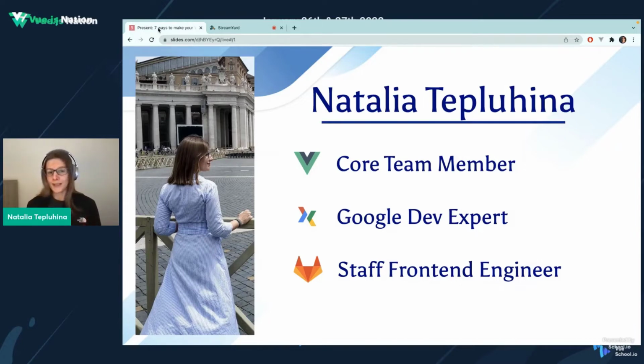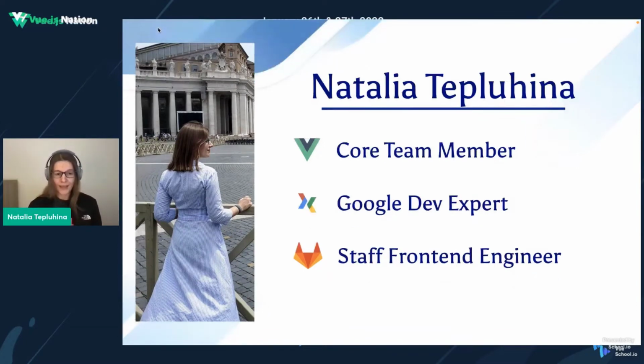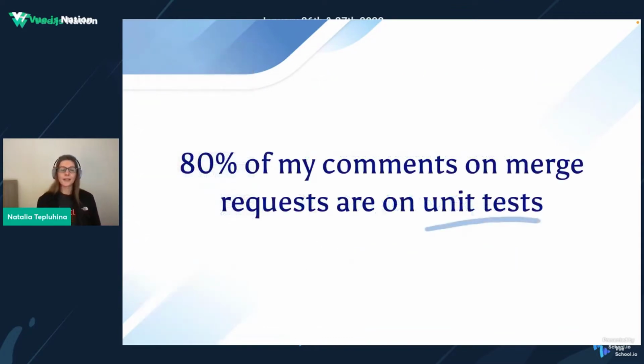I'm also a maintainer, which means that I am doing daily reviews of the code. And I'm the one who merges this code to the master branch and breaks master sometimes. This happens. As you can see, maybe 50% of my daily work consists of code reviews. And I noticed over time that 80% of my comments on merge requests are in unit tests.